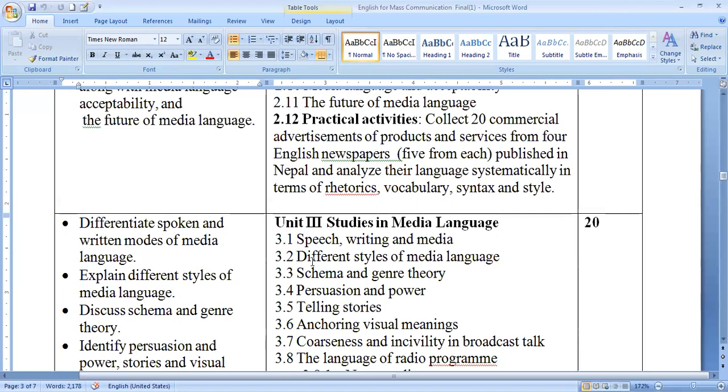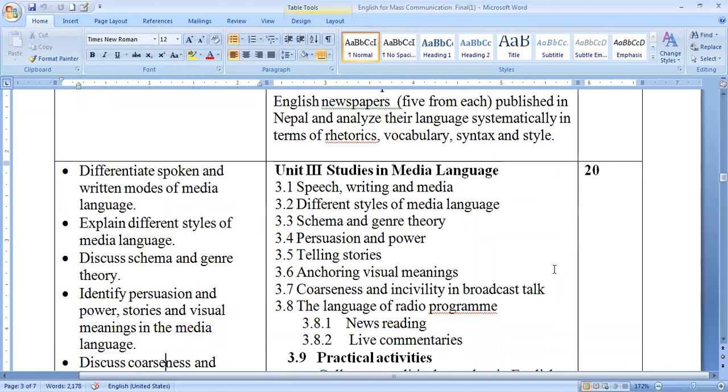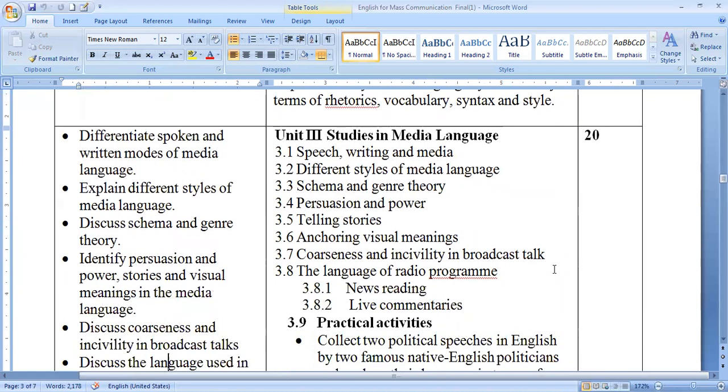Under this unit, studies in media language, students have to learn about speech, writing and media, different styles of media language, schema and genre theory, persuasion and power, telling stories, anchoring visual meanings, quietness and incivility in broadcast talk, the language of radio programs, news readings, and live commentaries. That is all about Unit 3, studies in media language.